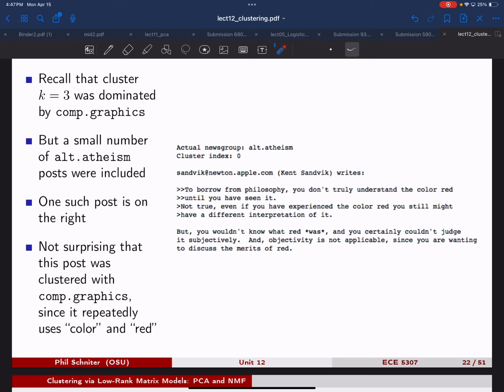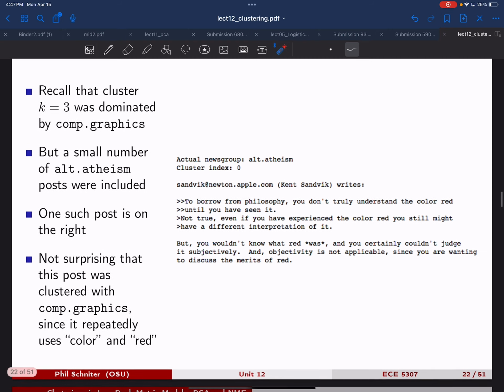So this is the... actually I think it's this whole thing. This whole thing is the post. And what you notice is that the color red and color are used a number of times. And so even though this was from alt atheism, because of the use of that word, it seems a lot like a computer graphics post. So it kind of makes sense that this is why this was categorized as computer graphics.